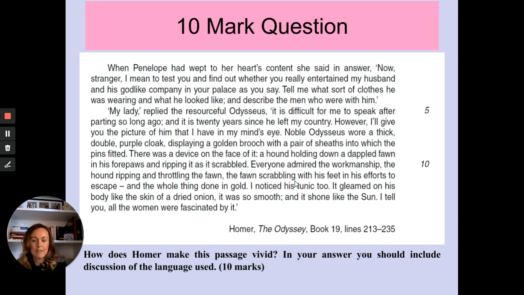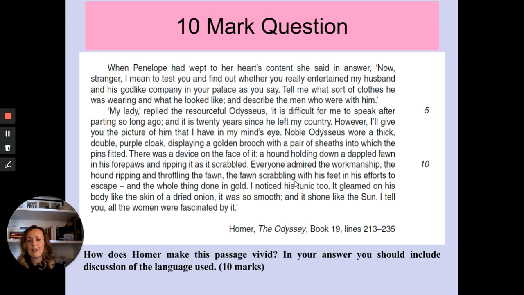So you'll see in the final two lines, it gleamed on his body like the skin of a dried onion. It was so smooth and it shone like the sun. I tell you, all the women were fascinated by it. Now, with a simile, we're of course going to pick out the words that follow like. So what is the direct comparison that Homer is using? We've got the skin of a dried onion, and then we've also got the sun, capital S. That's going to be important, and some of you did pick up on that.